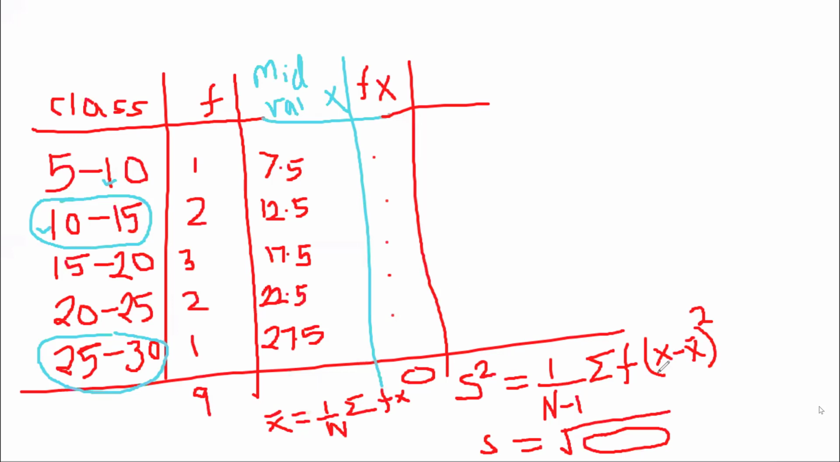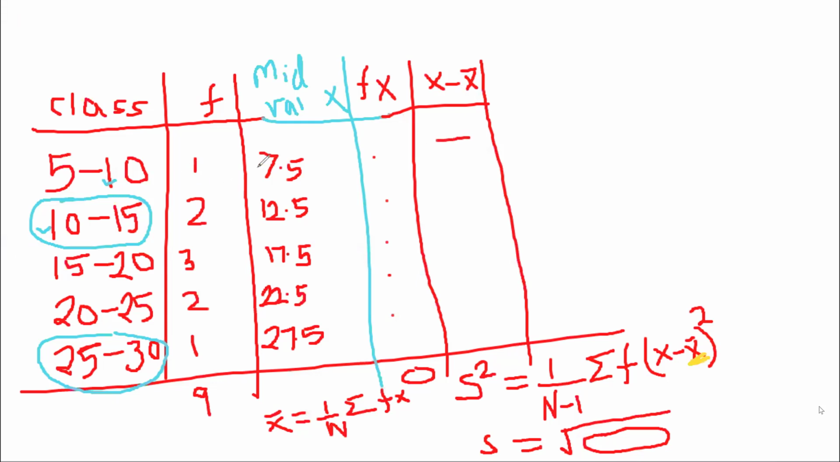Now x bar is calculated. Look here, x bar. Now we know the value of x bar. Once you know the value of x bar, it is very easy to find the deviations. So next you need x minus x bar. That means the deviation of each and every observation from the arithmetic mean. Okay, so x minus x bar. Now find your x minus x bar.